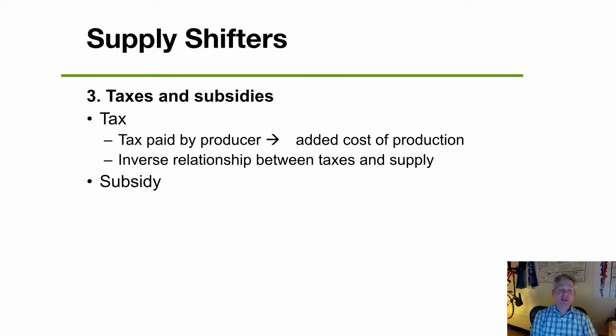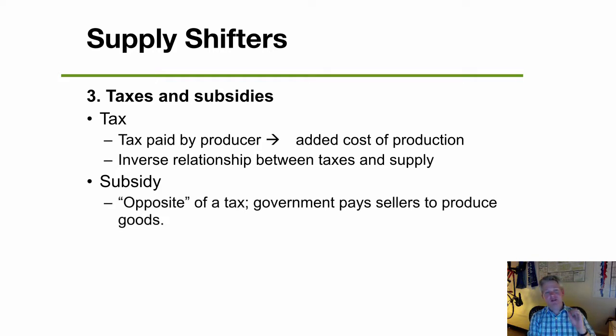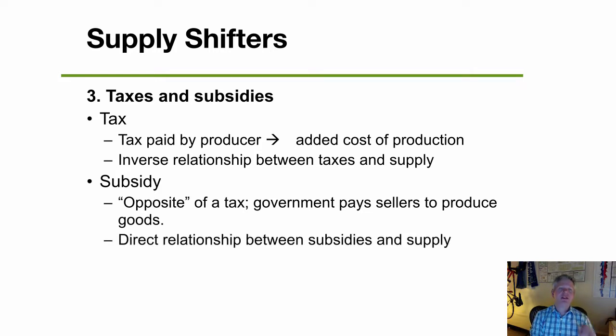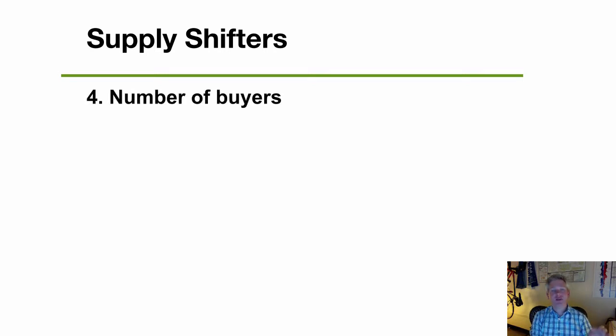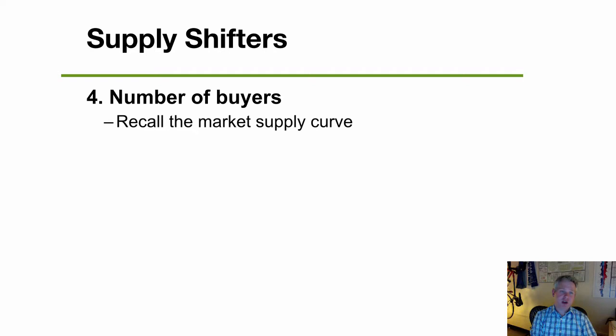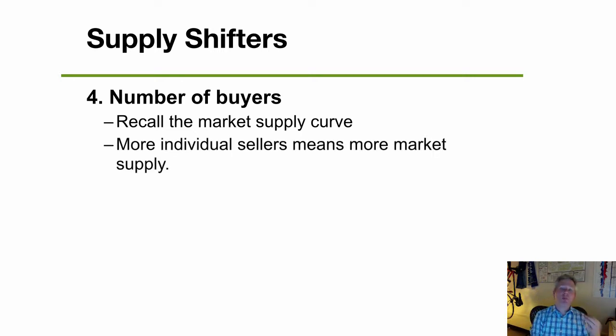A subsidy is the opposite of a tax. If you put a subsidy on the producers to encourage them to produce more, that shifts supply to the right. At all prices, they are now willing and able to supply more of the good. So we would say there's a direct relationship between subsidies and supply. Another thing that shifts supply is, of course, the number of sellers. Recall the market supply curve is just when we add up all the individual supply curves. So if you have more sellers, you probably have more market supply for that good or service.